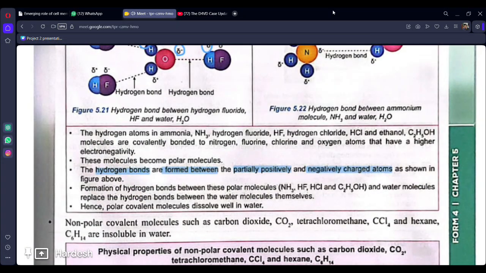Now, once they bond via hydrogen bond, hydrogen bonds form between partially positively and negatively charged atoms. What will happen? The formation of hydrogen bonds between these molecules and water molecules replaces the hydrogen bonds between water molecules themselves. So because they form the bond, they will dissolve in water.